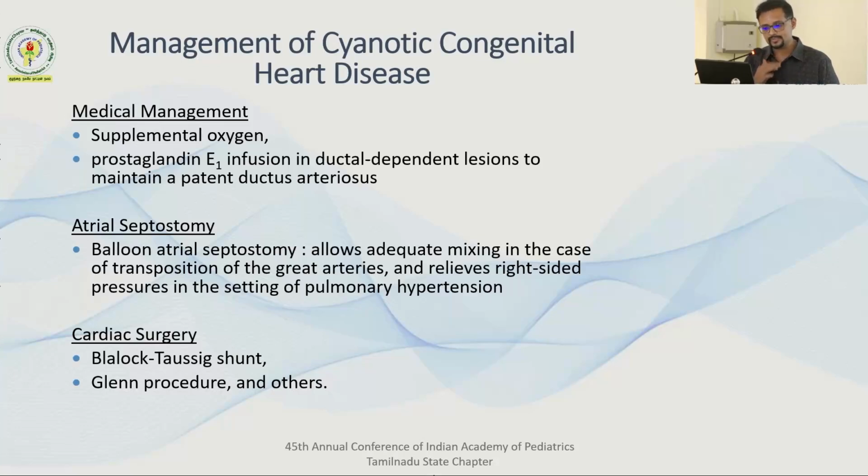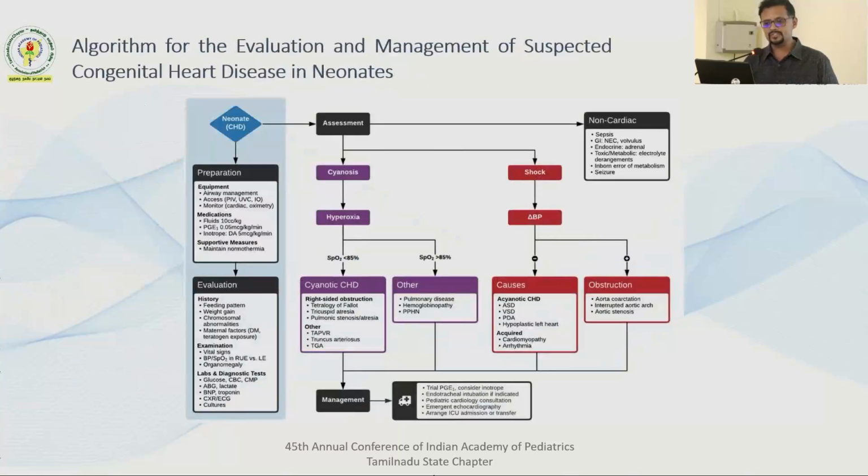Two procedures which could save the child are balloon atrial septostomy and ductal stenting, and obviously the palliative surgeries are the BT shunt and the Glenn procedure, where the venous circulation is connected directly to the pulmonary artery. So this is the algorithm to approach a neonate with congenital heart disease. My focus here is on cyanosis.